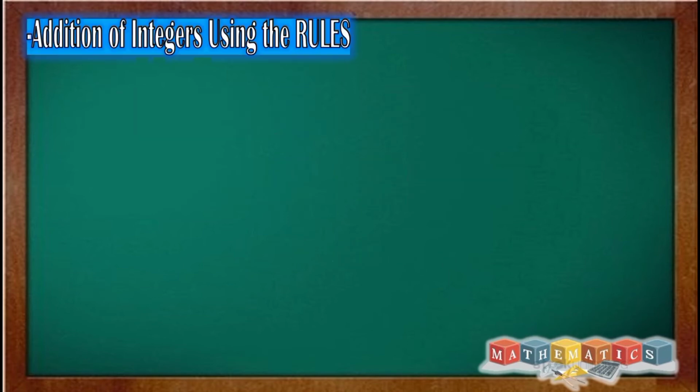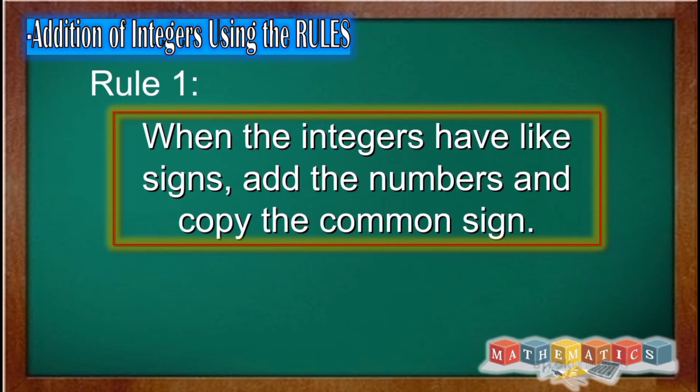We are done with addition of integers using tiles. Now, let us study how to add integers using the rules. Rule number 1: when the integers have like signs, add the numbers and copy the common sign.